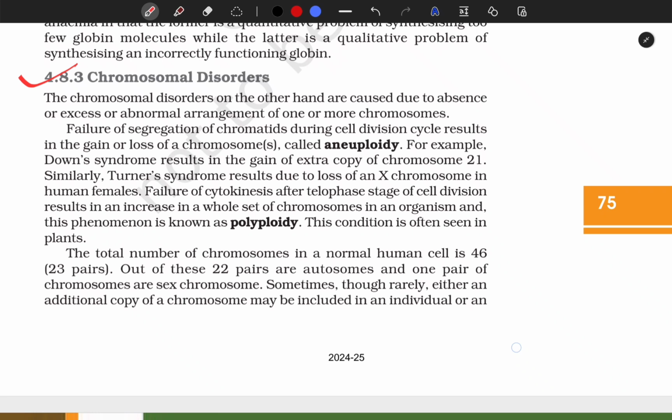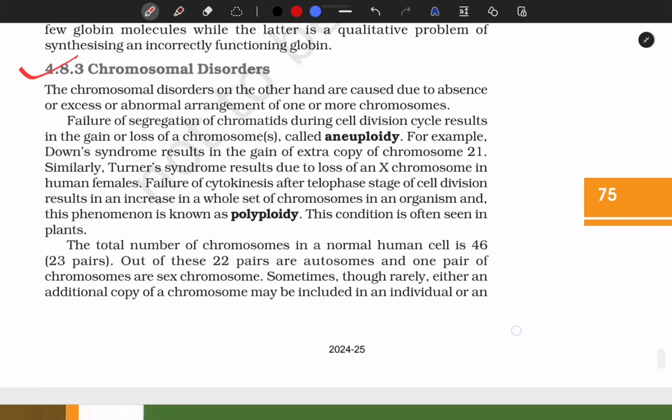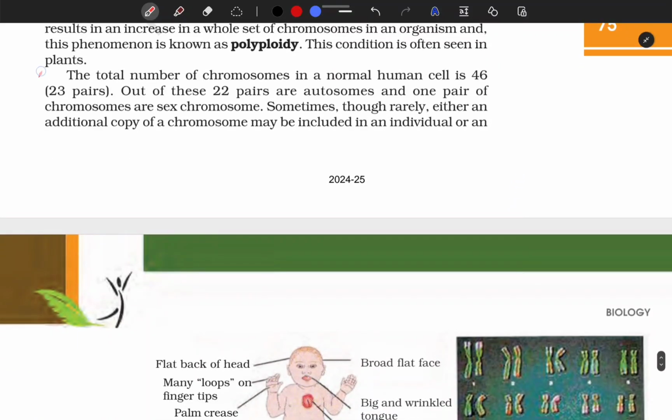Failure of cytokinesis after telophase stage of cell division results in an increase in a whole set of chromosomes in an organism, and this phenomenon is known as polyploidy. This condition is often seen in plants. The total number of chromosomes in a normal human cell is 46, that is 23 pairs. Out of these, 22 pairs are autosomes and one pair of chromosomes are sex chromosomes.